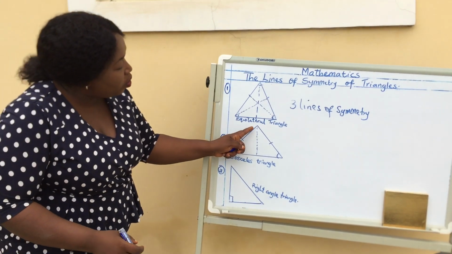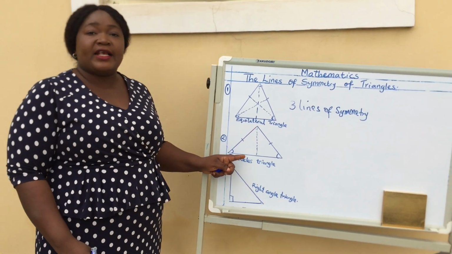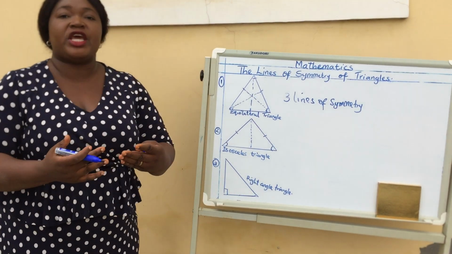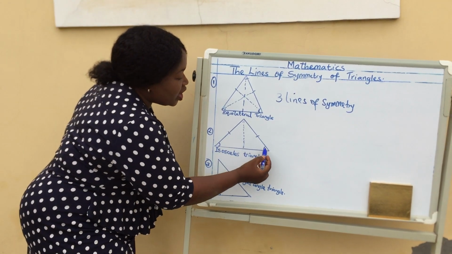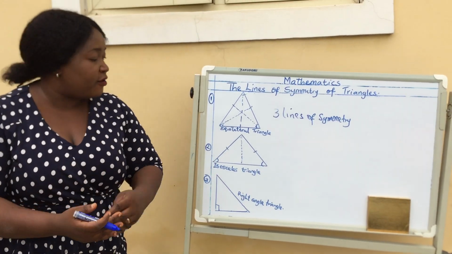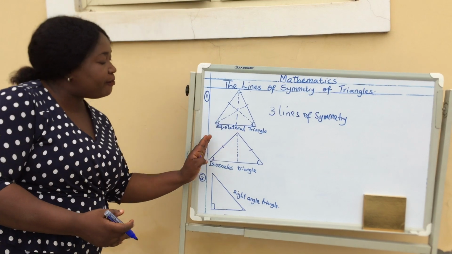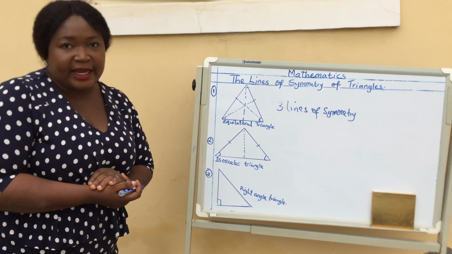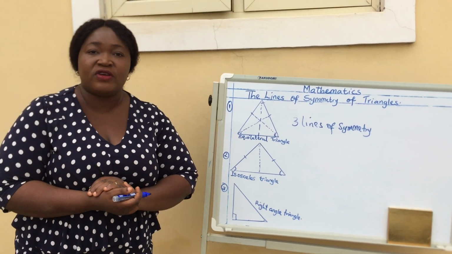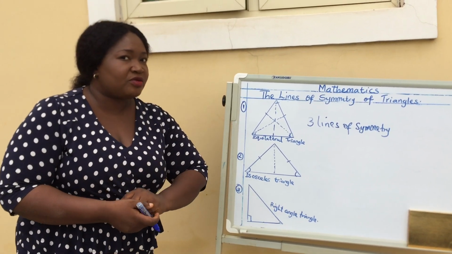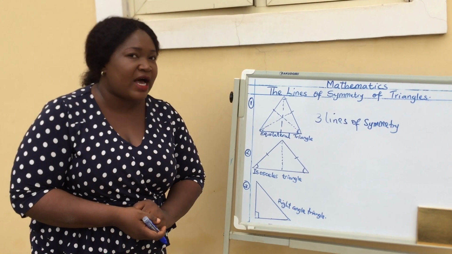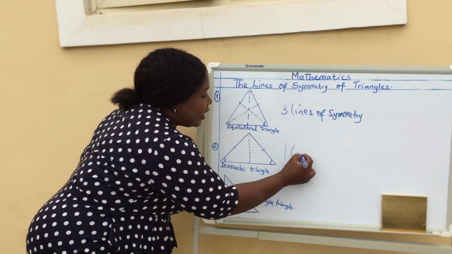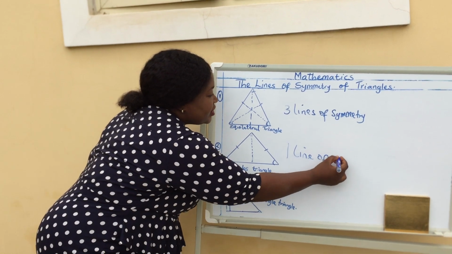Yes, this is the only line of symmetry of an isosceles triangle. If you divide it this way, you can't obtain half. If you divide it this way, you cannot obtain half. But the only way you can obtain half of the triangle is by dividing it from this side. That is the vertical line of symmetry. Now, how many lines of symmetry does an isosceles triangle have? Good. It has one line of symmetry.